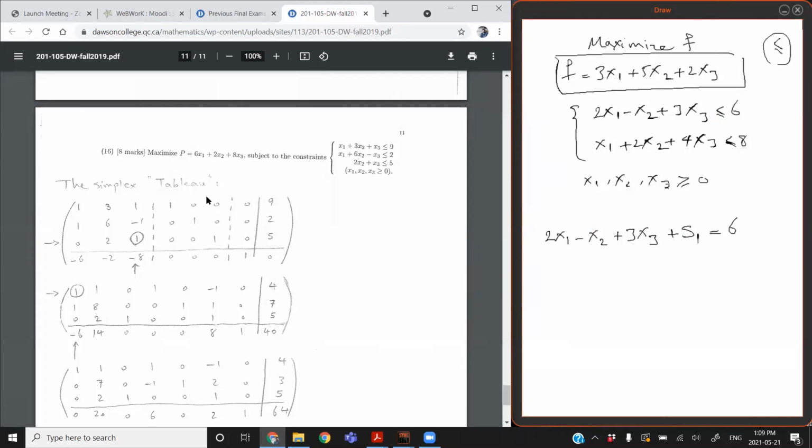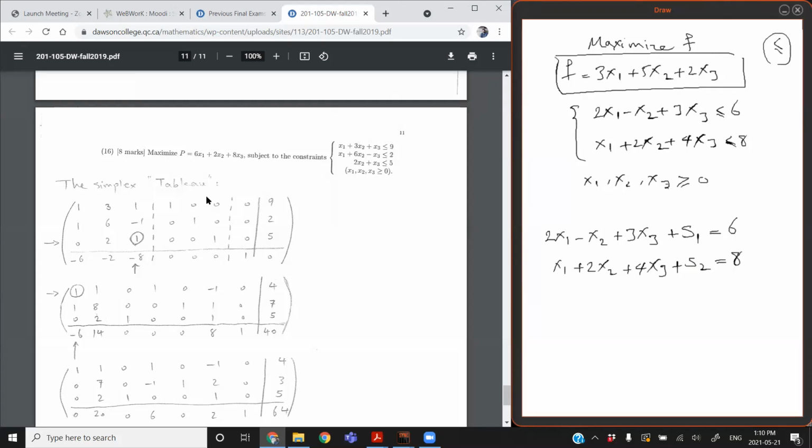And I do the same thing for the next one. So I get x1 plus 2x2 plus 4x3 plus some s2 to make that equal to 8. So again, the same idea. If this linear combination of x1, x2, and x3 is less than or equal to 8, I can add something to the left side to make them equal. And that thing I'm adding, I call it S2. It's called the slack variable. Are we good so far?